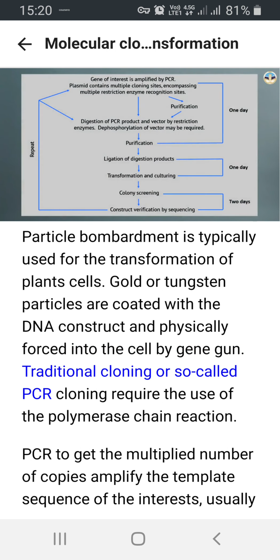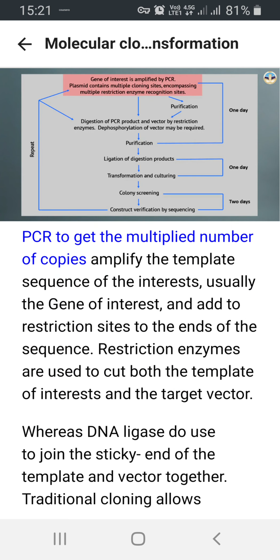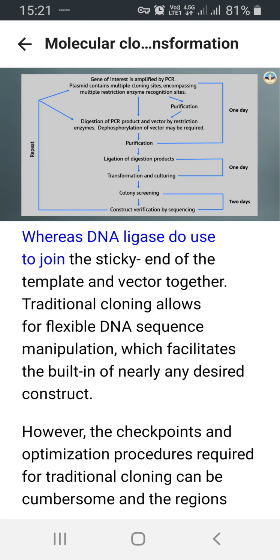Traditional cloning, also called PCR cloning, required the use of the polymerase chain reaction, PCR, to get the multiplied number of copies, amplify the template sequence of interest, usually the gene of interest, and add restriction sites to the ends of the sequence. Restriction enzymes are used to cut both the template of interest and the target vector, whereas DNA ligase is used to join the sticky ends of the template and vector together.